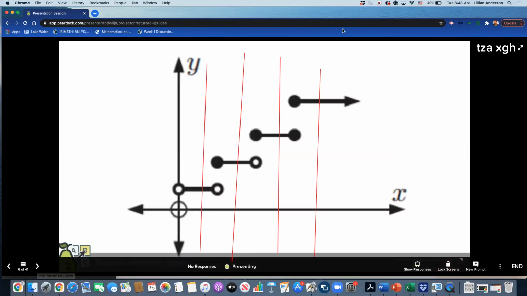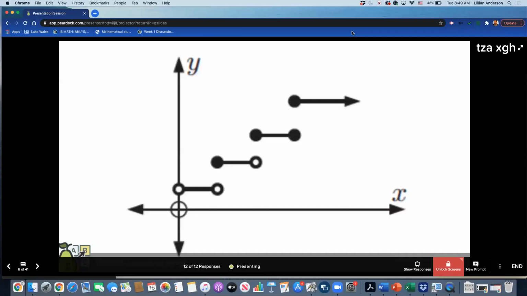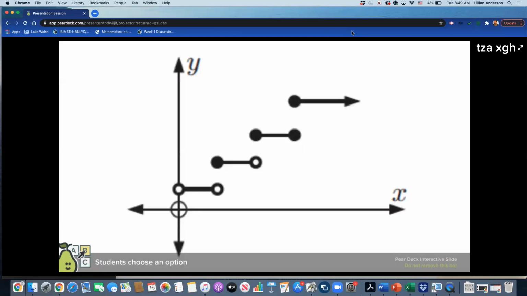Is this one a function? You're responding on the pair deck. This one is not a function. Why is it not a function? These two right here, okay? They did not pass the vertical line test here. Now, had one of these been an open circle, then this one would have been a function, just like how it is here. Okay, this one is still good. This vertical line is still good here, but this one is what made it not a function. Very good.